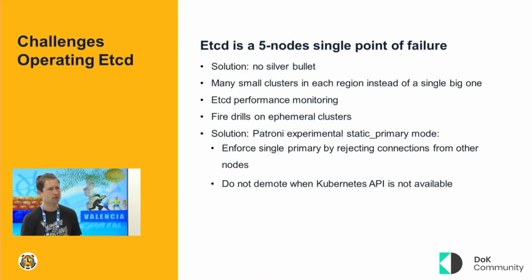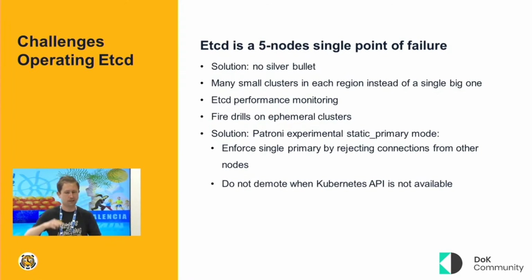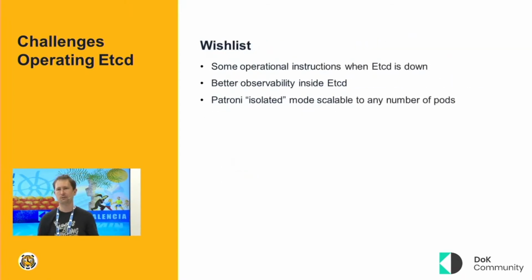This is not good. So we are getting around this by introducing a special patroni static primary mode. In that static primary mode, when you have only one pod and you don't have replicas, you know that you definitely have only one leader, and patroni does not go into read-only when the primaries are not available. So this is how we solve this problem.